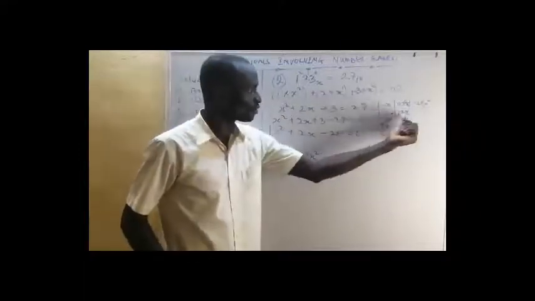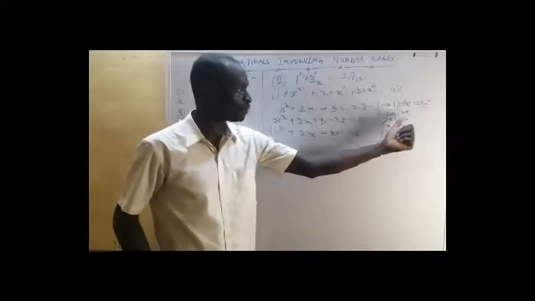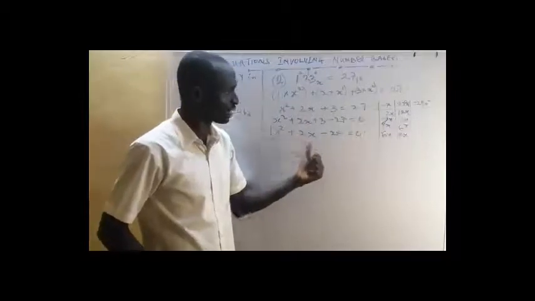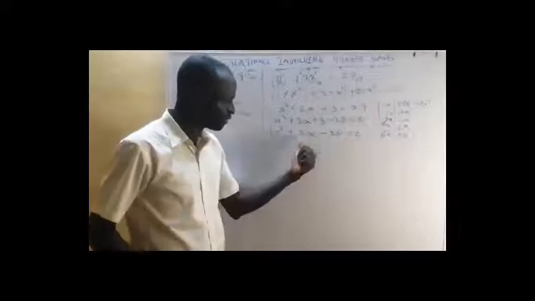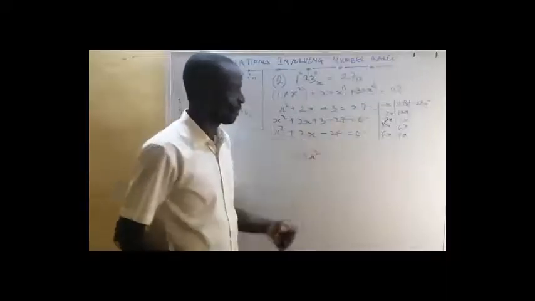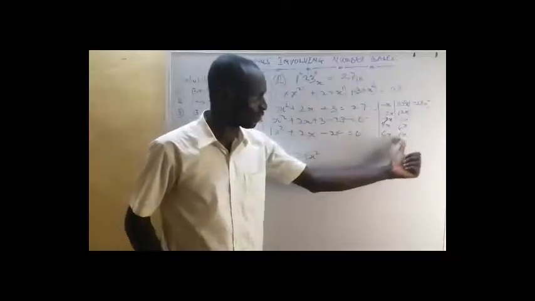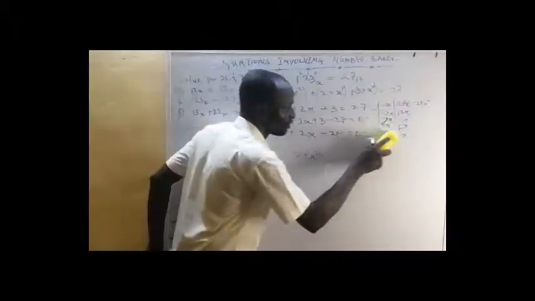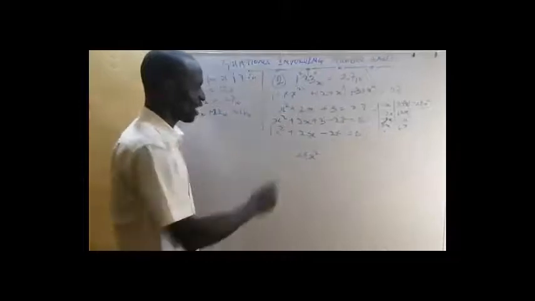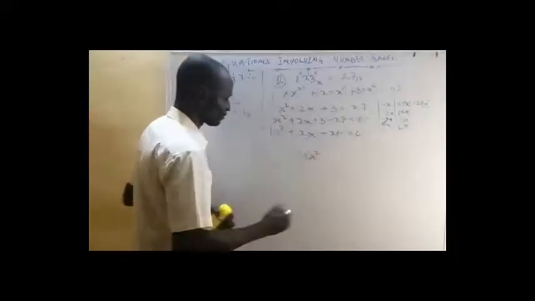Minus 24x plus 24x will not give me 2x. Minus 12x plus 2x will not give me 2x. But minus 4x plus 6x will give me 2x. Minus 6x plus 4x will give me minus 2x, making this unsuitable. So I'll replace my 2x.